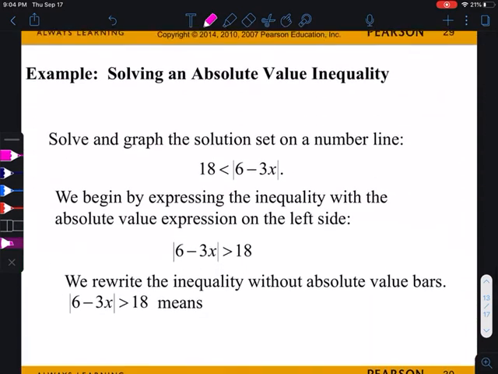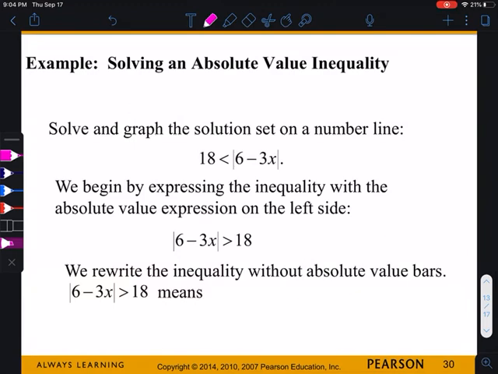So let's take a look. It says solve and graph the solution set on a number line. We have 18 is less than the absolute value of 6 minus 3x. So it says that we begin by expressing the inequality with the absolute value expression on the left-hand side. And then we're going to rewrite the inequality without absolute value bars.